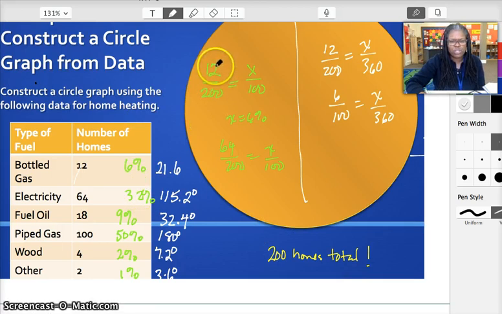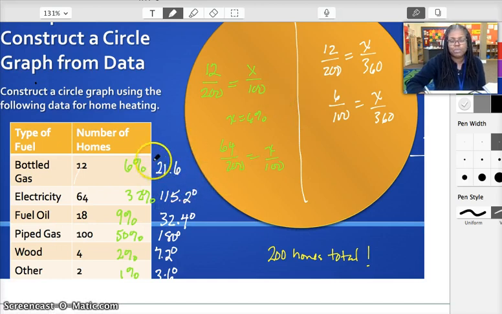When we did that, we realized 12 out of 200 is equal to x out of 100. When we were trying to figure out the percentage of families that use bottled gas, we realized that this was a super easy percentage to calculate, because the relationship between 200 and 100 is multiplying by a half. So we just multiplied each of the amounts by a half. So we were able to quickly see that 12 was 6%, 64 was 32%, 18 was 9%, 104 was 52%, and so forth. Then we realized we really need the degree measure to actually draw the picture of the graph.